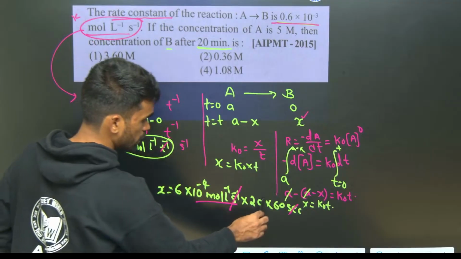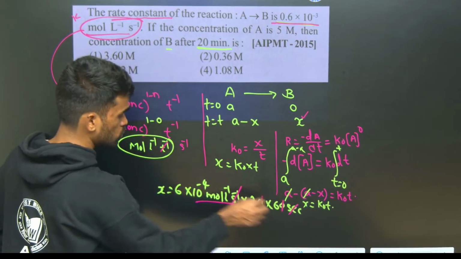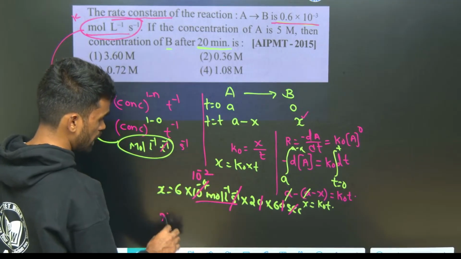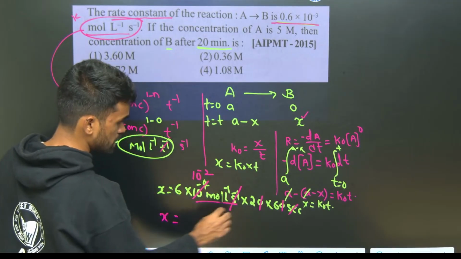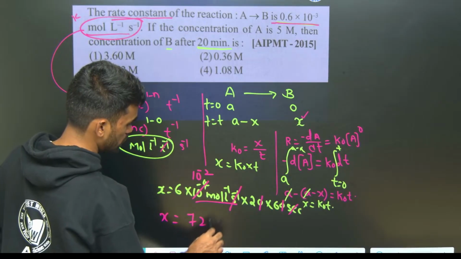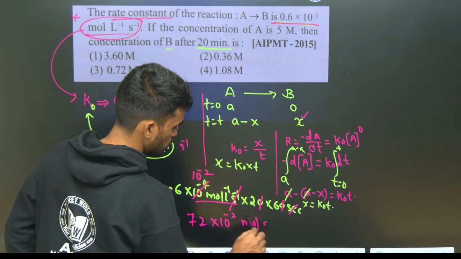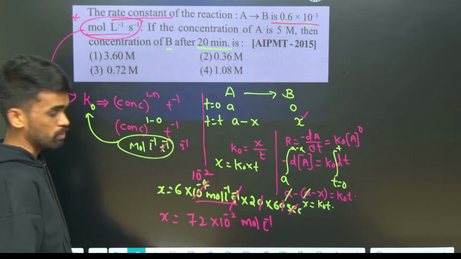Right now see here 2 zeros are there, so 10 power 2, 10 power minus 4, so it will become 10 power minus 2 here. So x will be how much now? So 36 into 2, so you are going to get 72 into 10 power minus 2 mole per liter. This will be your unit.